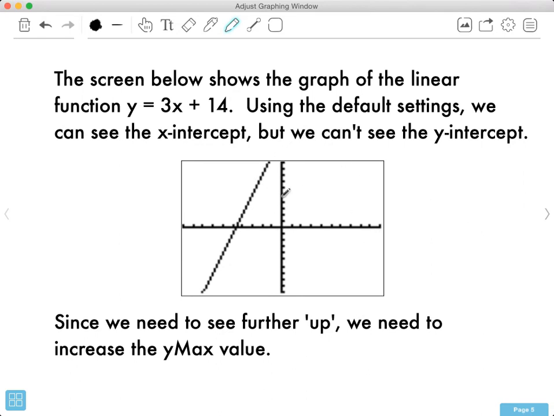If you look at the screen below, this is the graph of a linear function. It's y equals 3x plus 14. On this graph, we can see the x-intercept. That's fine, but we can't see the y-intercept. The graph gets cut off before we quite see where the y-intercept is. So since we need to see further up to see our y-intercept, we want to increase the y max value.